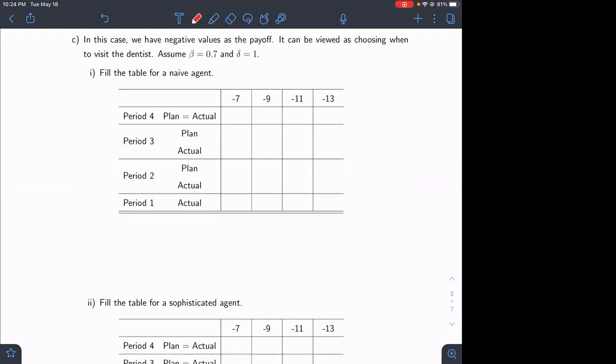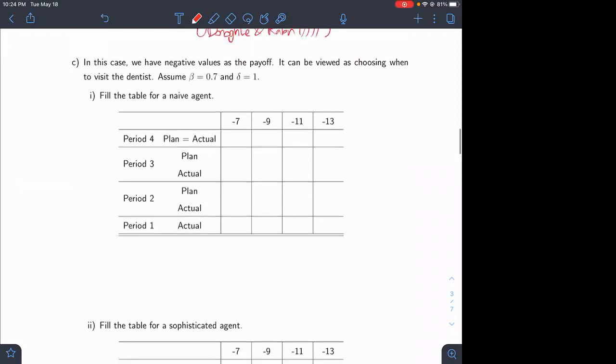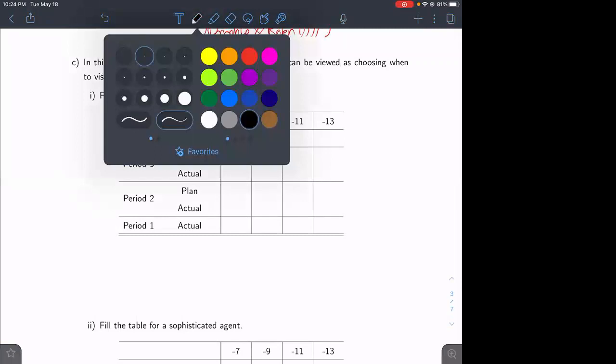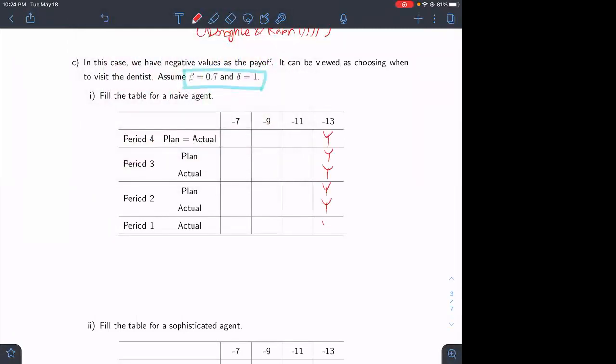The way of solving the question is exactly the same. In the note, we have beta equals 0.7 here. Let me first put yes for period 4, which is trivial. And then let me go to period 3. The way that I phrase this question is like choosing when to visit the dentist. If you don't visit the dentist now, then your pain will increase. If you visit the dentist 1 month later, your pain will be enormous, like -13.